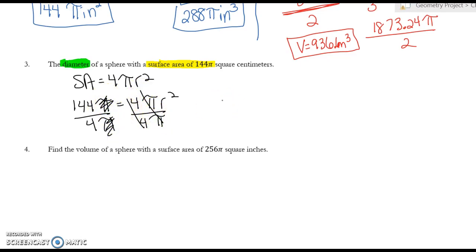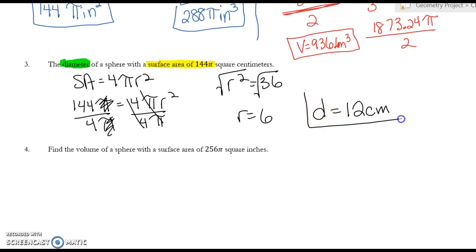So it's 144 divided by 4, which gives me 36. So r squared is 36. To get rid of a square, I take the square root. So r is 6. And now I need to find the diameter. Well, remember, radius goes halfway across the circle, so the diameter is the radius times 2. And so my diameter is 12 centimeters. And that's it.